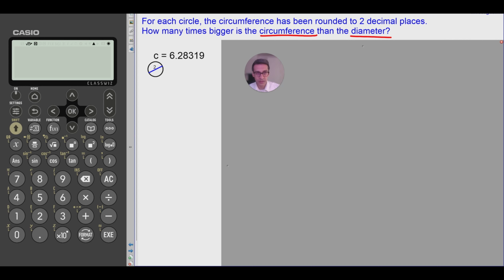And we can treat this as a division, and we're going to use a calculator to work this out because this is measured very accurately. So let's try the first one. We're going to do circumference divided by diameter equals, so that's going to be 6.28319 divided by 2, and that gives us 3.14159. I'm going to round it very slightly for some of these, but you get the general idea.